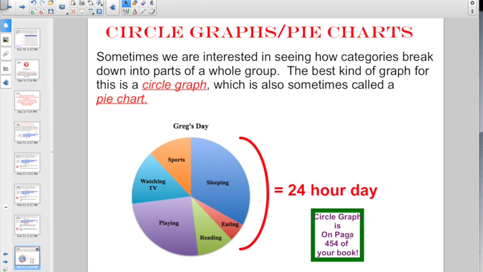This circle graph is on page 454, and Greg's trying to chart out how much of his time is spent in his whole 24-hour day. He does about this much of his day sleeping, this much of his day is dedicated to sports, watching TV, playing, reading, and eating.